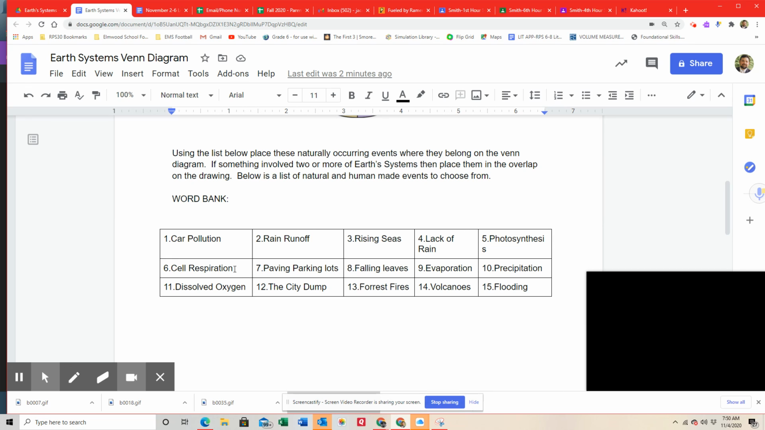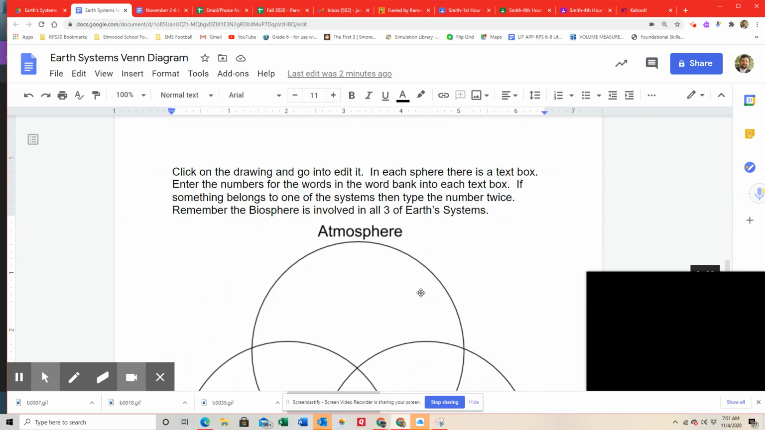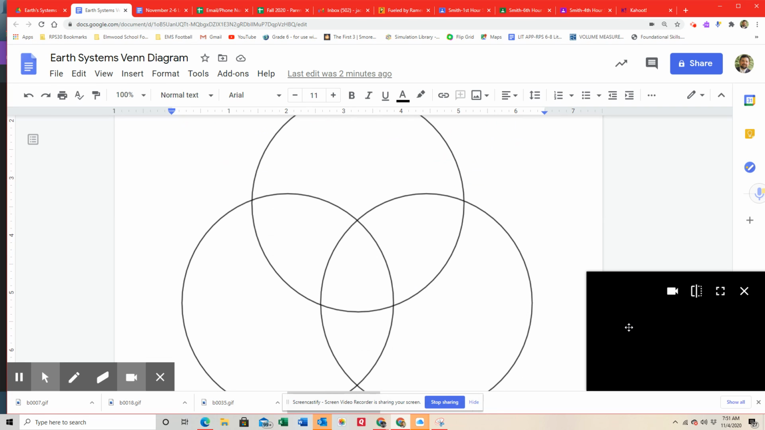So you'd have the air in the atmosphere entering the hydrosphere, and it's actually what fish breathe. So those are two examples of words I think you might struggle with. But if you need to research any of these, you can, to make sure you put them in the right place. Good luck today. I hope this works.